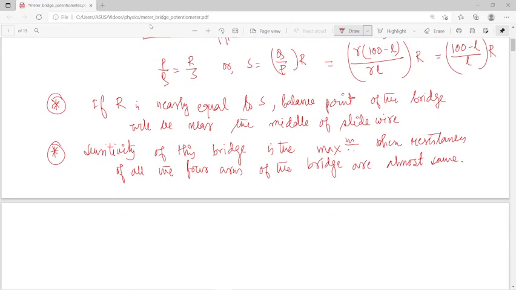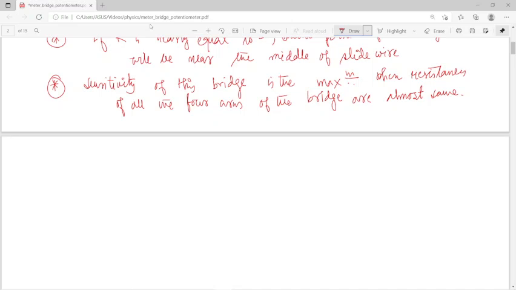Now, just see what type of problem may come from the meter bridge. It is the same principle as the balanced Wheatstone bridge, nothing else. Only there is a 100 centimeter wire, and when the jockey touches the wire, if the galvanometer shows no deflection, then the ratio of R by S is nothing but L by (100 minus L).